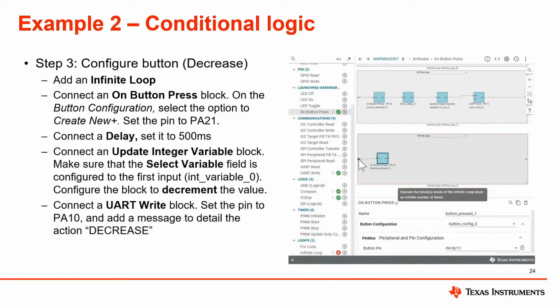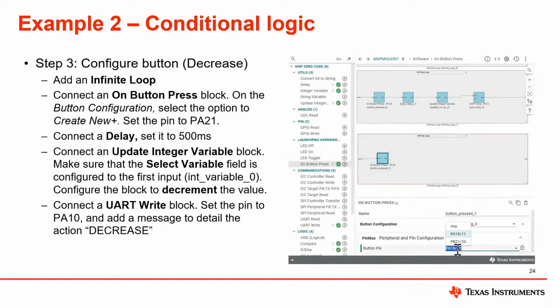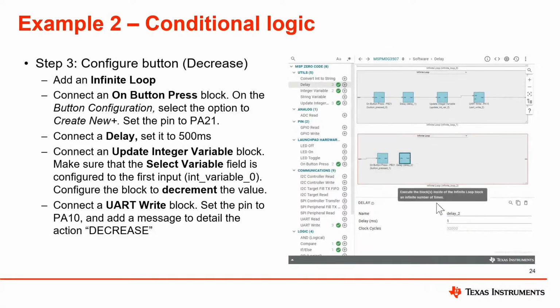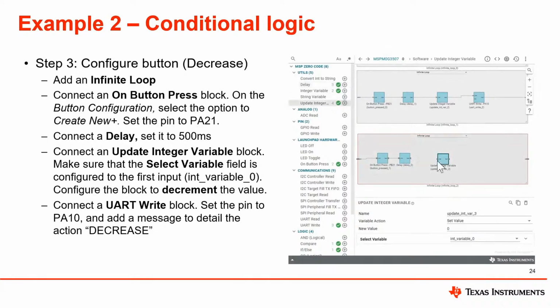Next, we follow a very similar process for the decrease option. Here, you add in an infinite loop, connect an on button press block, very similar case, except now it is set to pin PA21. This will be for the decrease button. Then for the UART write out option, instead of increase, you can help with writing the decrease action.